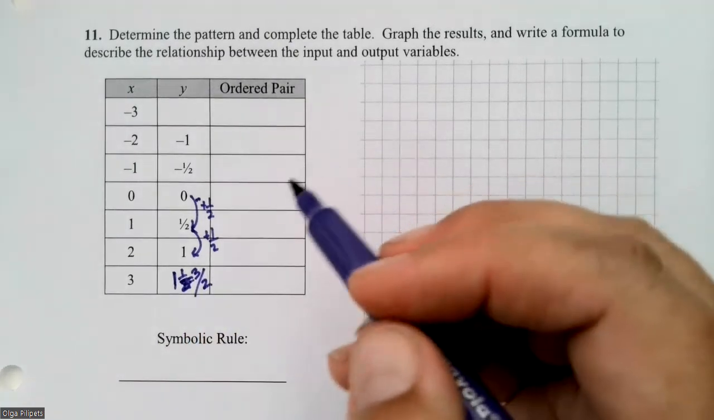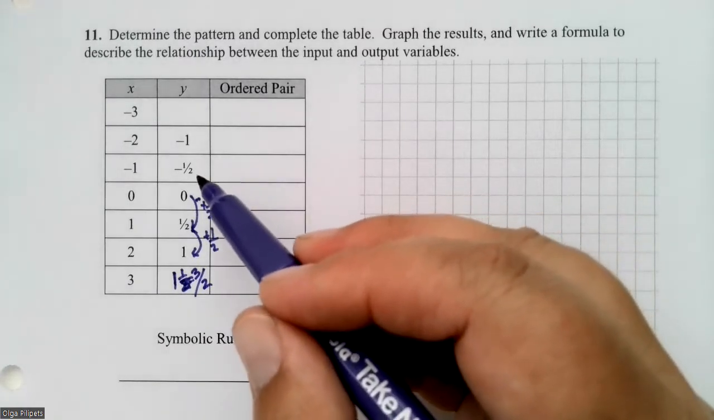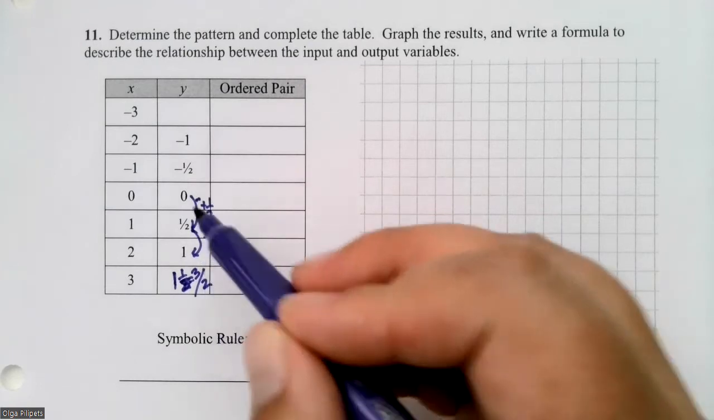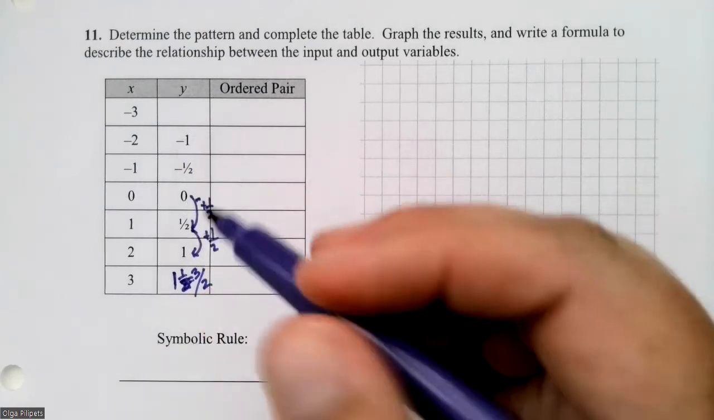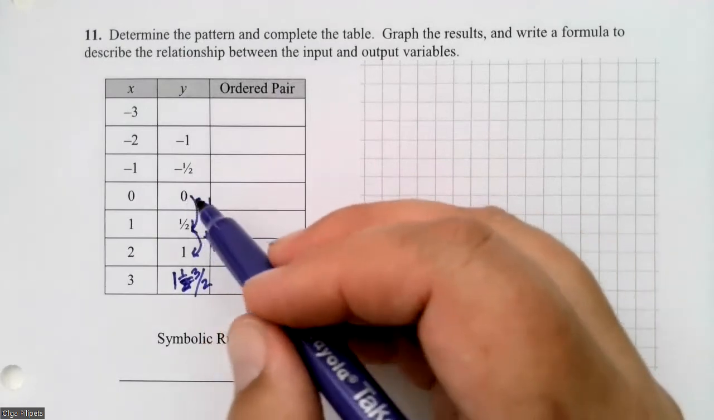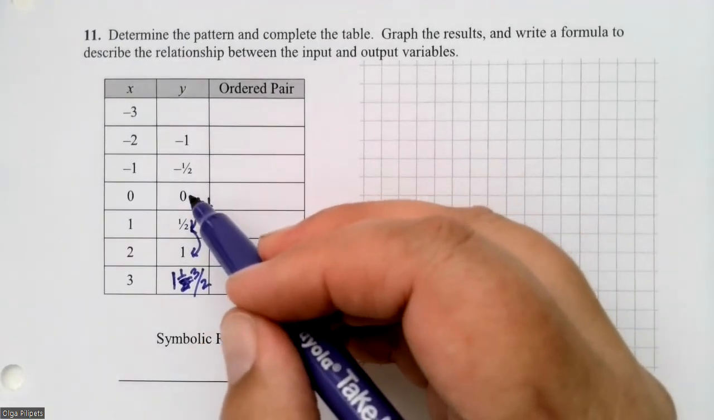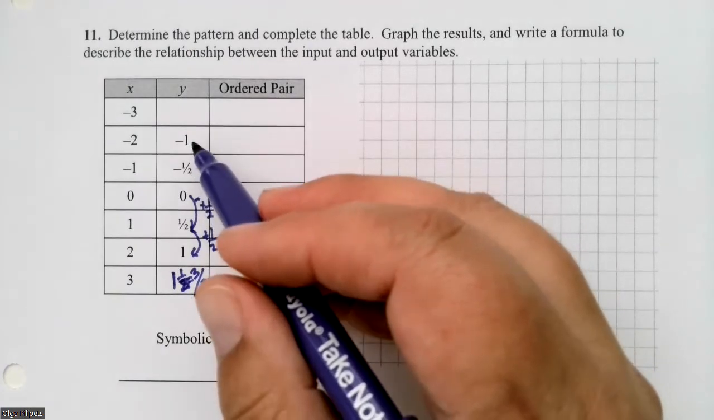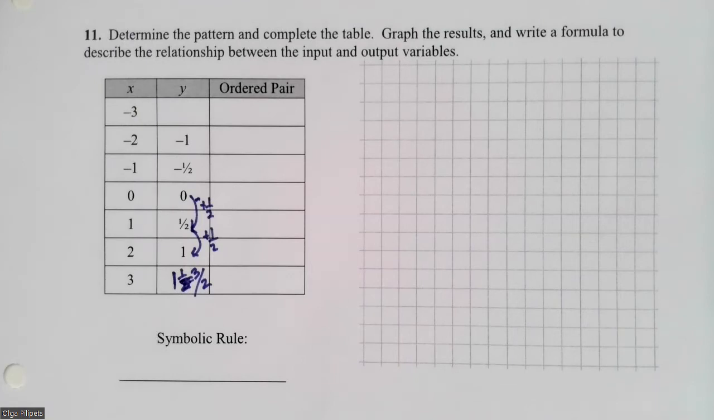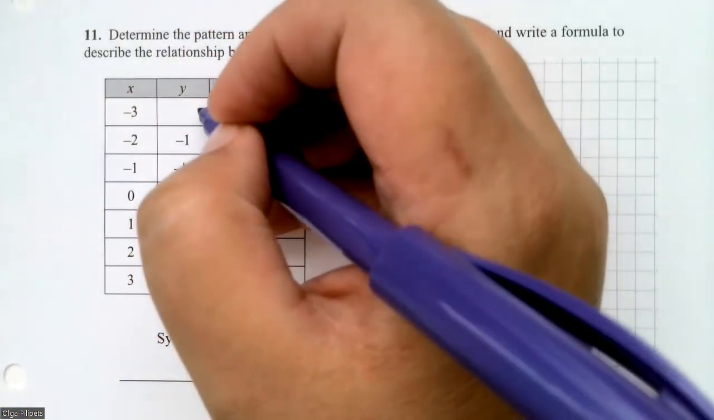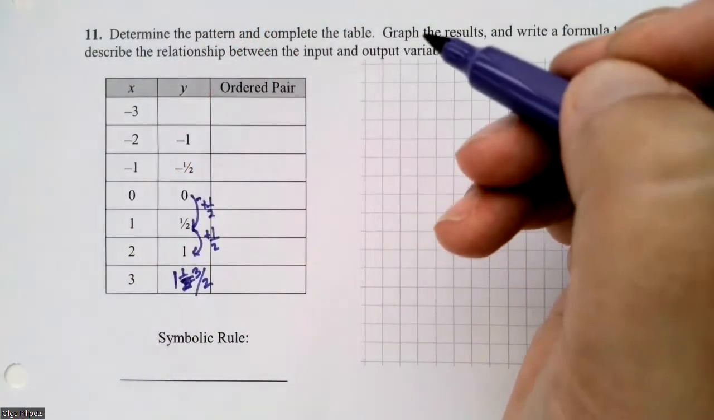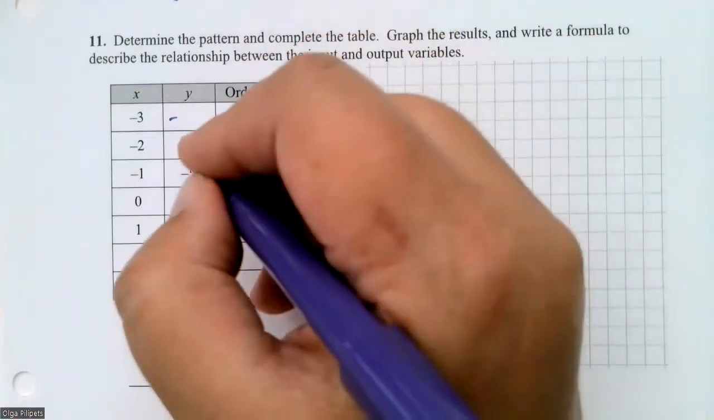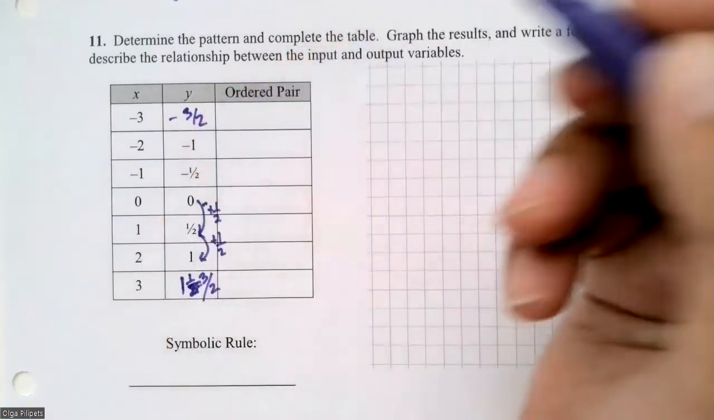Boy, it's messy. Okay, so if we're going down, adding 1/2, if we move up, that's going to be subtracting 1/2. So subtract 1/2, you get -1/2. Subtract another 1/2, you're going to get -1. And if you subtract another 1/2, then it's going to be negative 1 1/2 or negative 3/2.